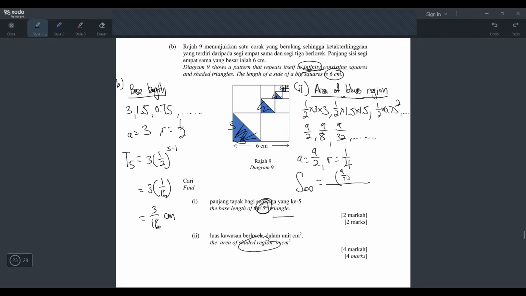The A is 9/2. And then 1 minus R, which is 1 minus 1/4. And then you will get 9/2 divide by 1 minus 1/4, which is just going to be 3/4. Okay, 9/2 divide 3/4 means times 4/3. And then cancel, left 3, cancel, left 2. 3 times 2 is 6. And since it is area, the unit is cm squared. So that's the answer. Okay, hope you understand.